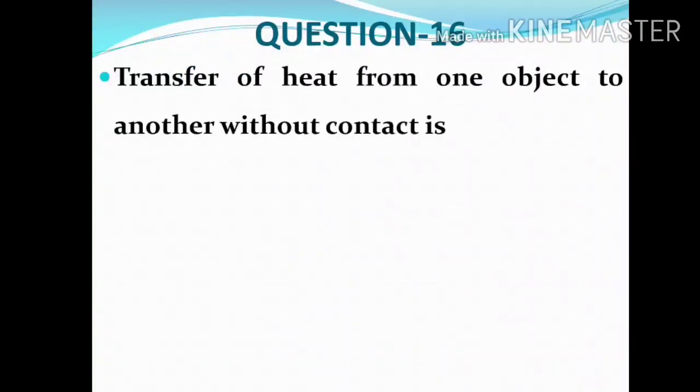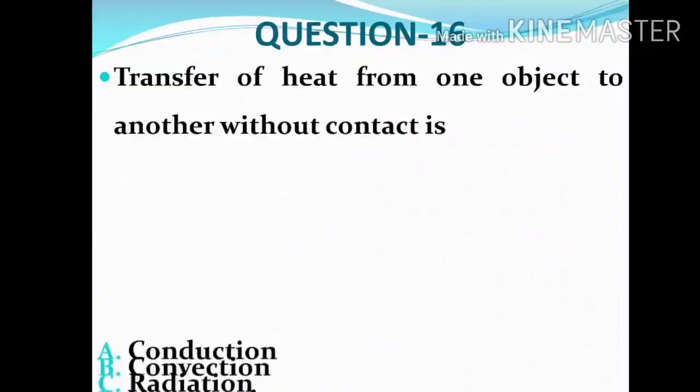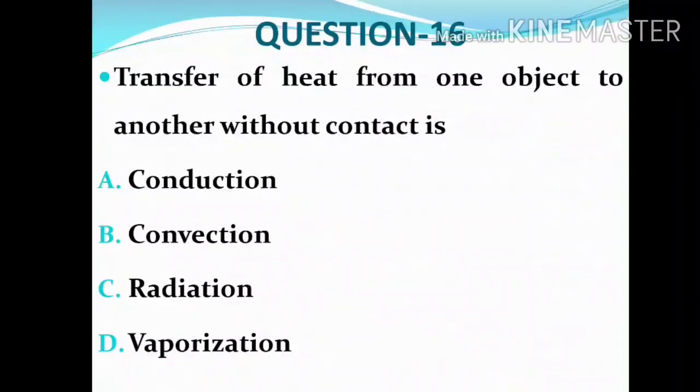Next question. Transfer of heat from one object to another without contact is options: conduction, convection, radiation, vaporization. Answer is radiation. Radiation is the transfer of heat from one surface to another without direct contact between the two objects.